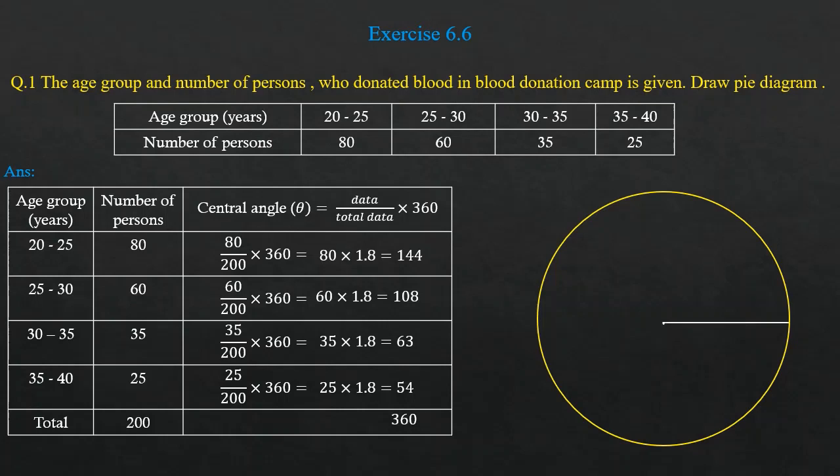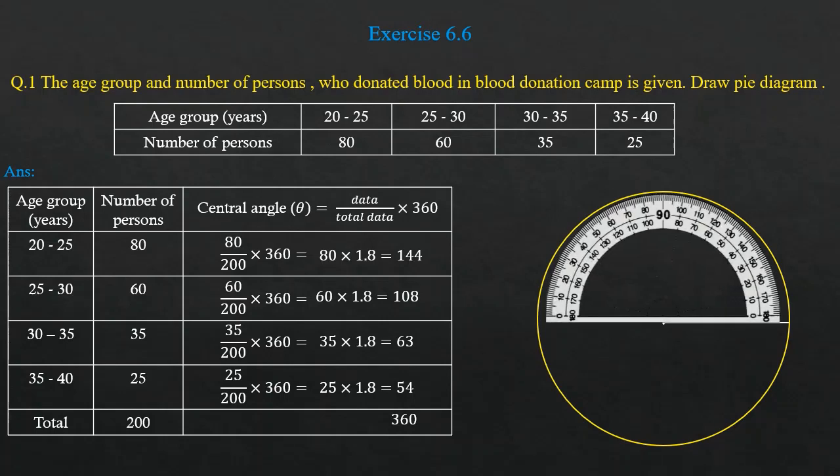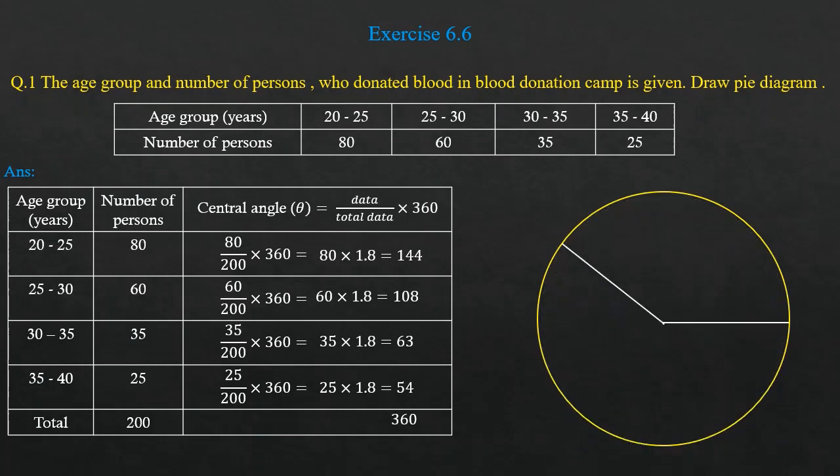So now we draw a reference line, which is a reference radius. We place the protractor in this way and we find the 144 degree obtuse angle. We join it with the center. This gives you the first sector of 144 degrees for age group 20 to 25. Write down the central angle 144 degree.